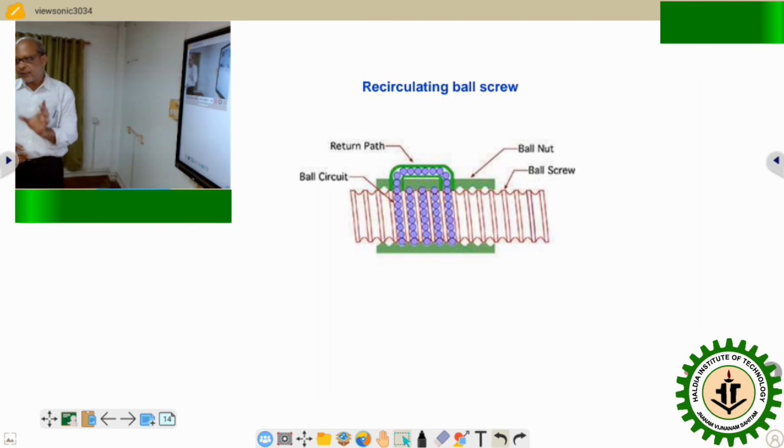It is not going out. Same thing, it is following the closed path repeatedly. It is called recirculation. That is why it is called recirculation. Okay.